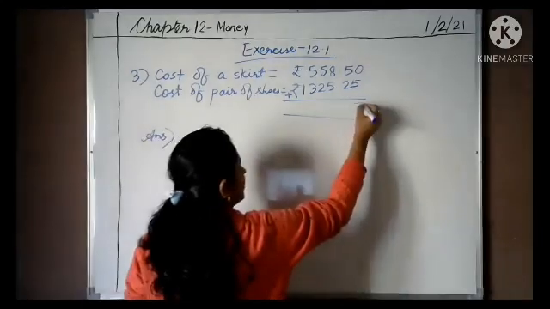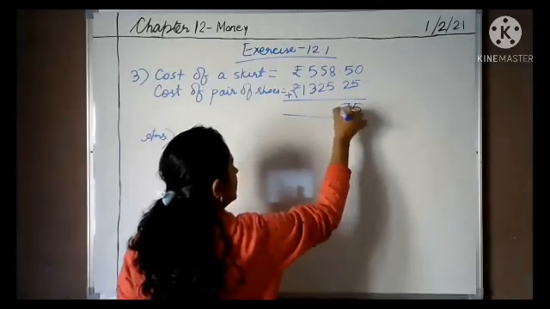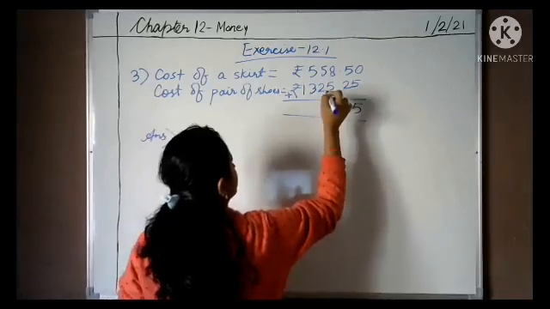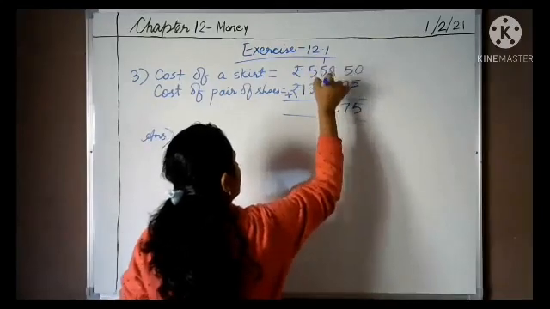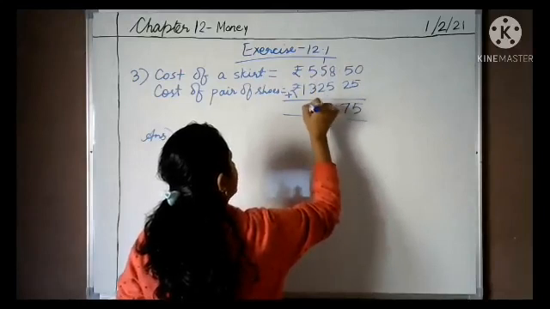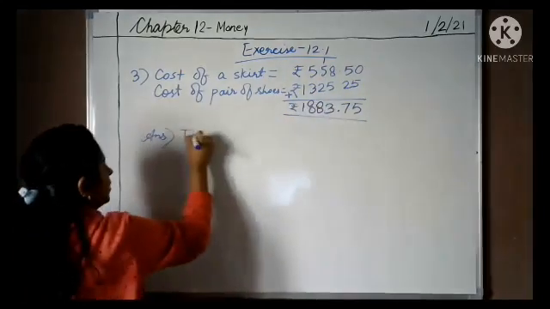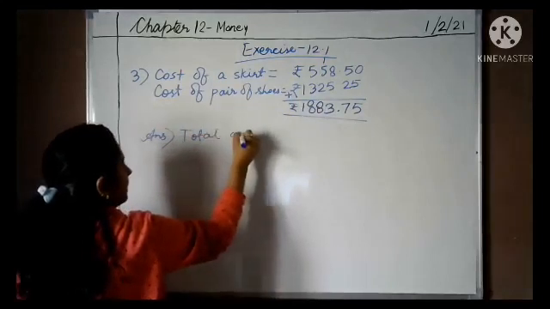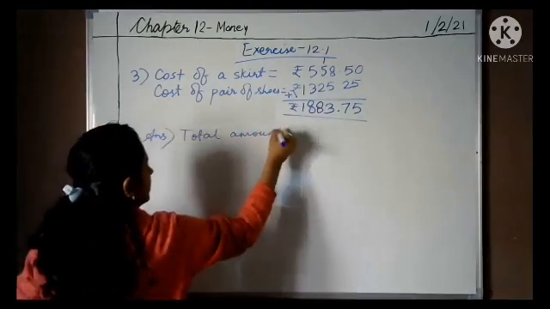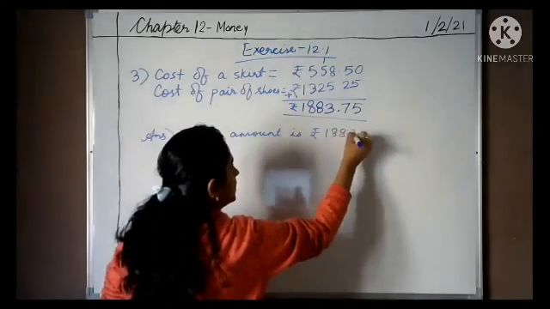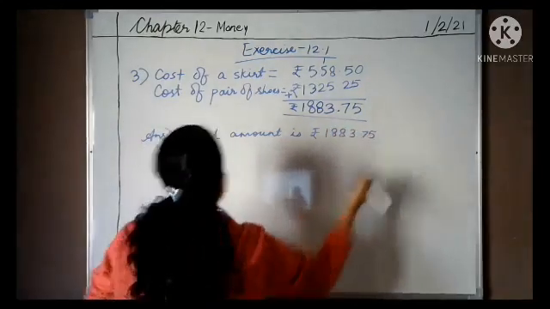So 0 and 5 is 5, 5 and 2 is 7, 8 and 5, 13, carry 1, 7 and 1, 8, 5 and 3, 8 and 1. So total amount is rupees 1883 and 75 paise.